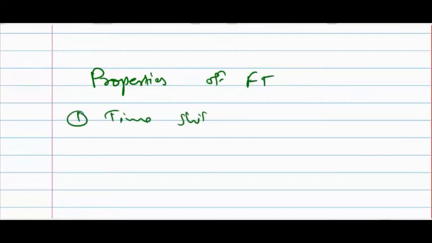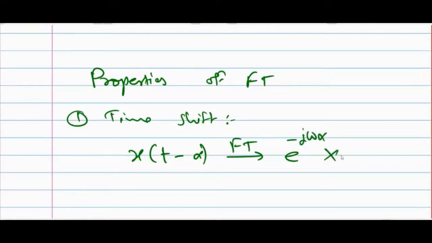Okay, now quickly I will just write some properties and then we will try to solve some questions. So properties of Fourier transform. Number 1, time shift. So x of t minus alpha has Fourier transform e raised to power minus j omega alpha X of omega. A shift in one domain results in exponential multiplication in the other domain. Again, here minus sign, here minus sign, same sign. In time shift, same sign.